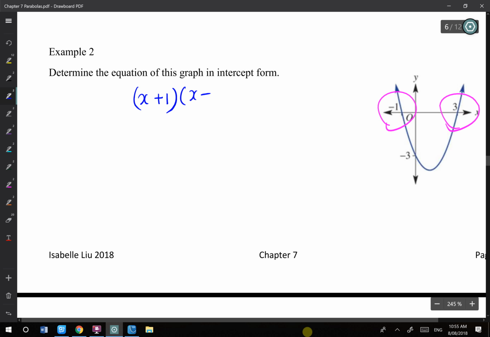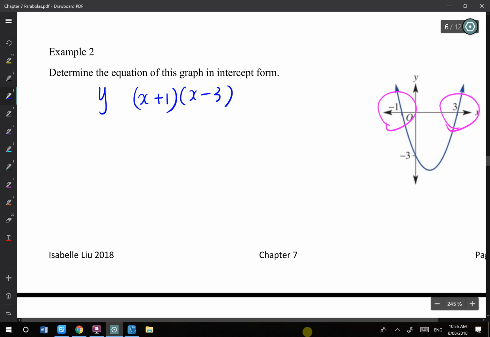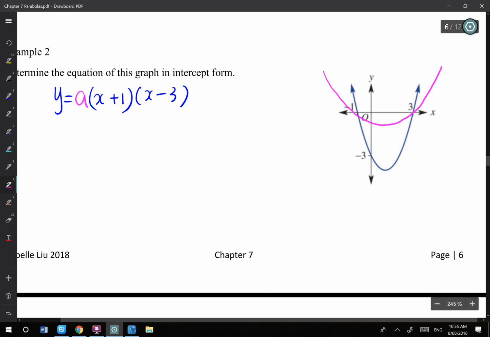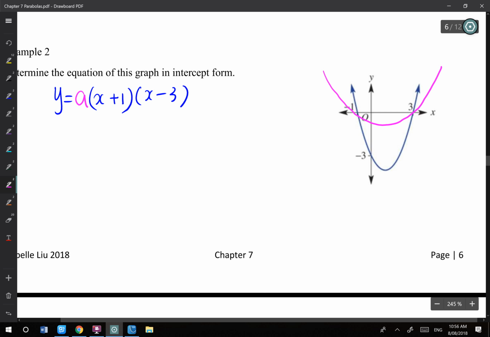X minus 3. Do you think the equation will be just like that, or do I need something else? A, good. Every time we solve for a quadratic, we need that A. This A means dilation. So what dilation do I have? Well, I can have another quadratic like this, with the same x-intercepts, but it's different. So the A is a dilation. I need to work out A by myself.